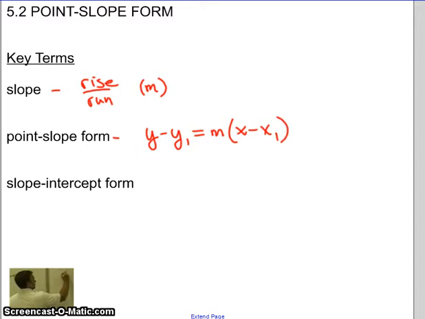Where x1 and y1 represent an ordered pair for a point on your line, and m represents the slope. x and y stay the same throughout, because they are common variables. Slope-intercept form is y equals mx plus b. And what we're going to have to do sometimes in this section is get from point-slope form to slope-intercept form.